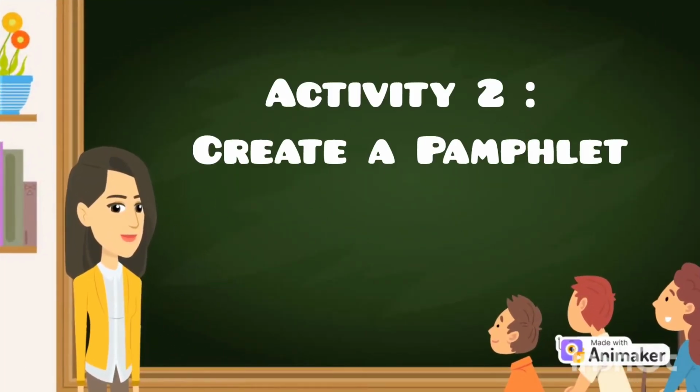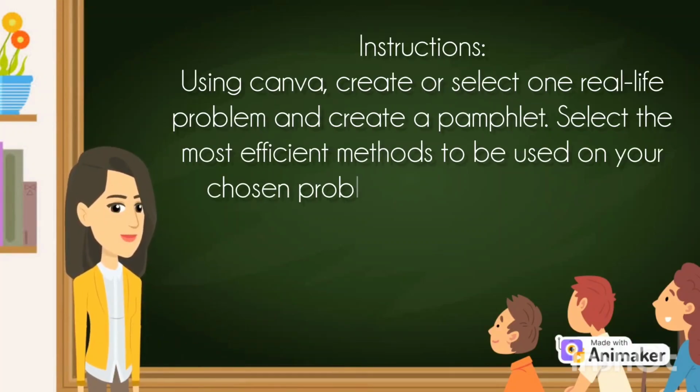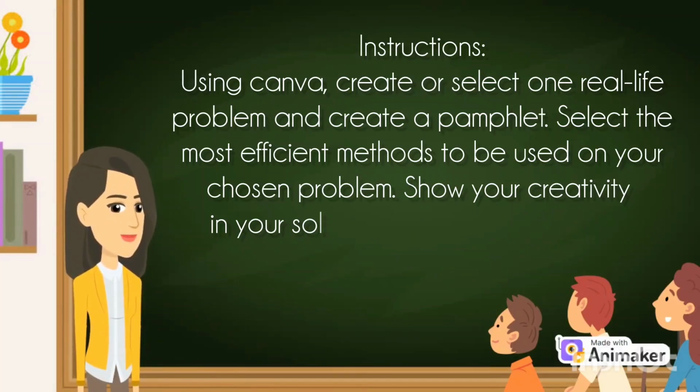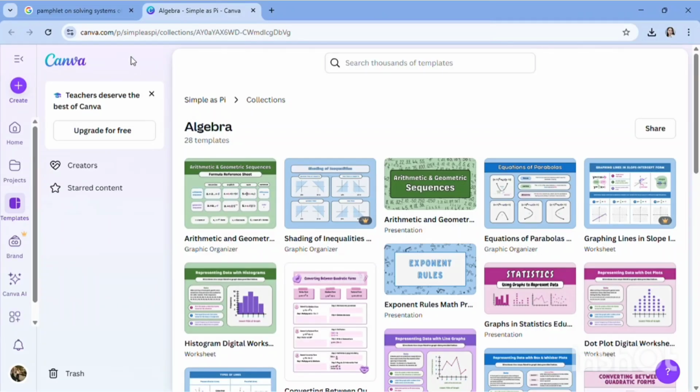So here's our activity 2 entitled Creating a Pamphlet. So the instruction is you are going to use Canva. We're going to create or select one real-life problem and create a pamphlet. You are going to select the most efficient methods to be used on your chosen problem and show your creativity by designing.